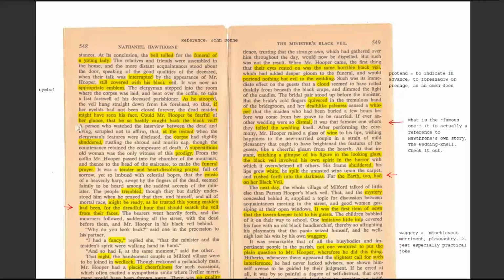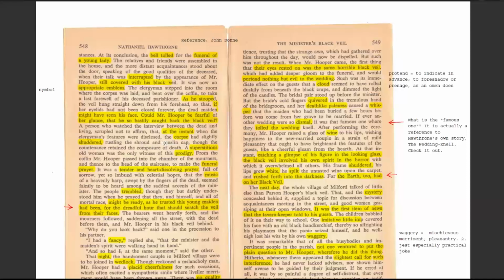The third person narrator says a person who watched the interview between the dead and the living would not affirm that at no instant when the clergyman's features were disclosed had the corpse slightly shuddered. So someone watching attested that the instant the corpse shuddered, it rustled the shroud and muslin cap.